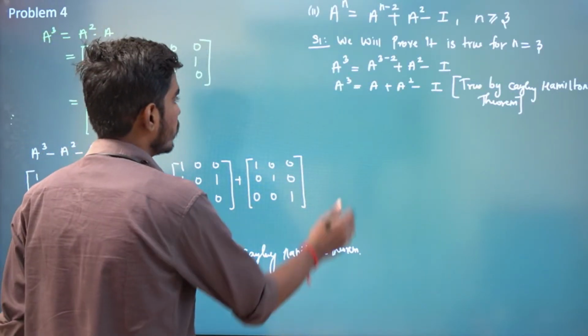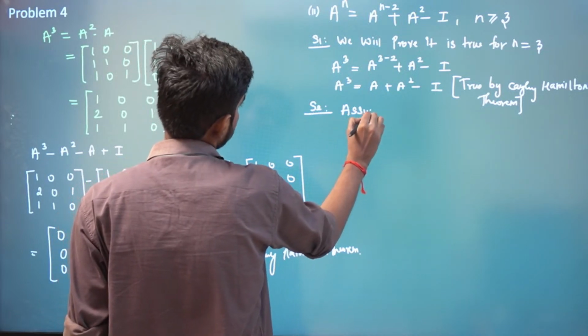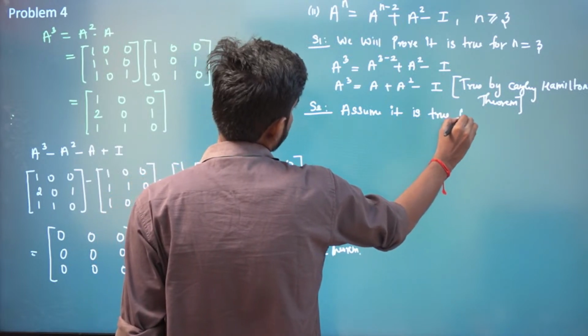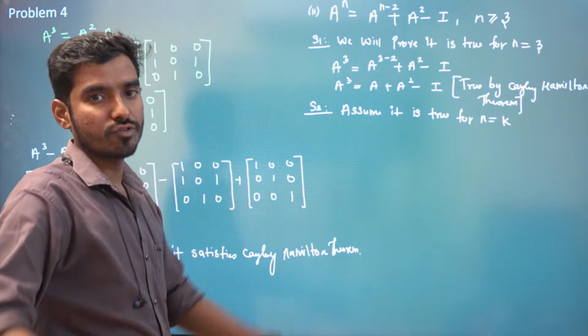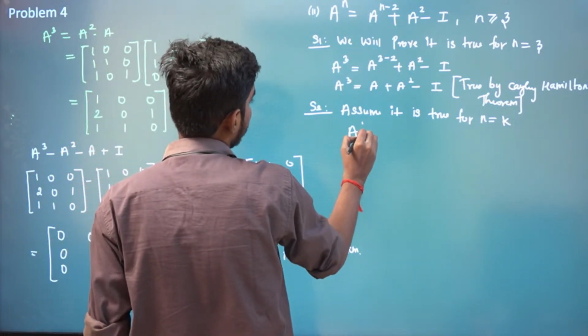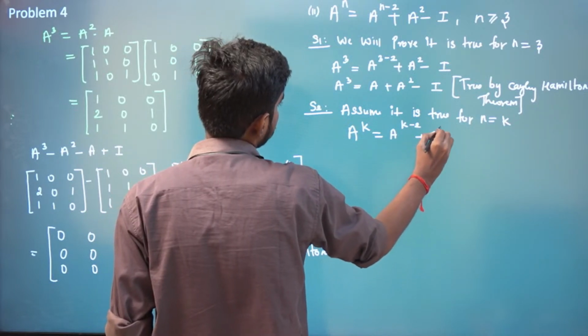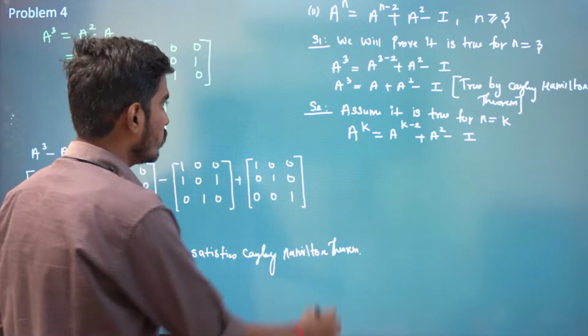Right? Okay. Step 2. Assume it is true for some n equal to k. Let us say some kth one falls. That means A power k will satisfy A power k minus 2 plus A square minus I. I'm assuming that the kth one falls. What is step 3?